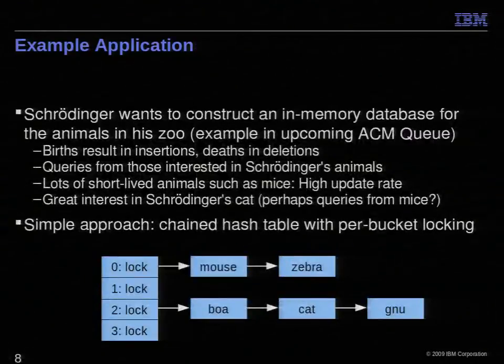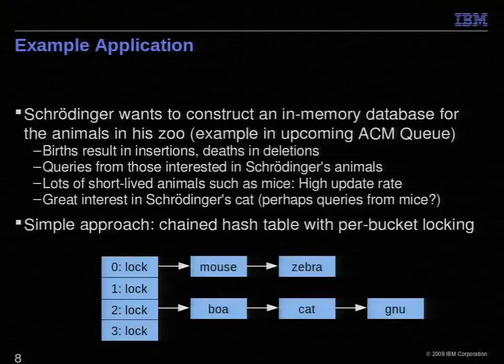So going back there, one approach we could use, a really simple approach, is just to have a hash table with chaining and to have a lock on each hash bucket. And that means that insertions, deletions, lookups happening in different buckets can proceed in parallel. And also, we should be able to handle a high update rate. And here's an example of how that might work.